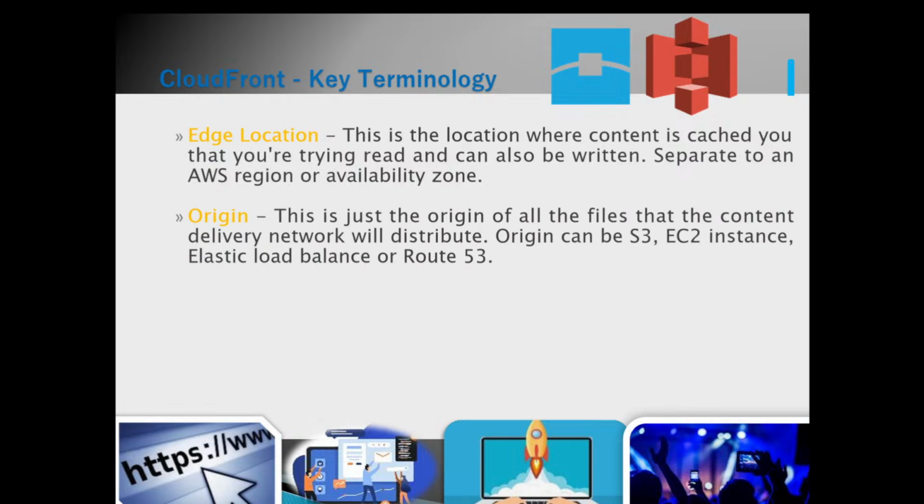Origin. Now, origin, the term is important. This is basically the server on which the website is hosted actually. Okay, or from where the content needs to be pulled out to the edge location. It is called origin. So this is just the origin of all the files that the content delivery network will be distributing. The origin can be S3, EC2 machine, Elastic Load Balancer, Route 53, or any server where the website or your data is resting, and it needs to be ready to create a cache.